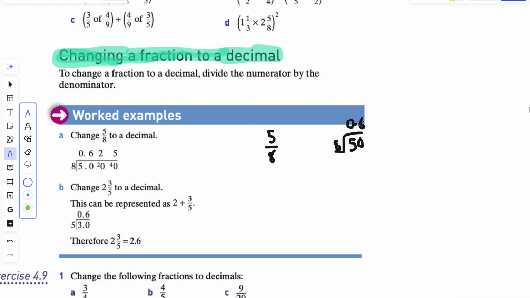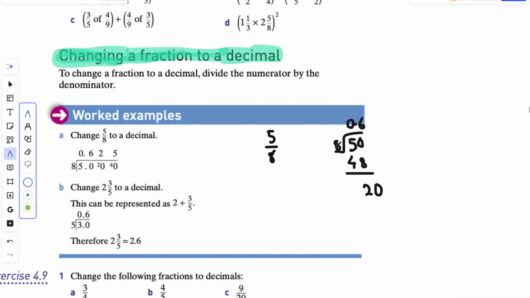Why? Because 6 times 8 is 48. You must be good with your multiplication in order to do division. You must be good with at least 1 to 12. You memorize it. Then you subtract, you get 2. Because you already put decimal, you cannot put a second decimal. Just add 0 because 2 is less than 8.